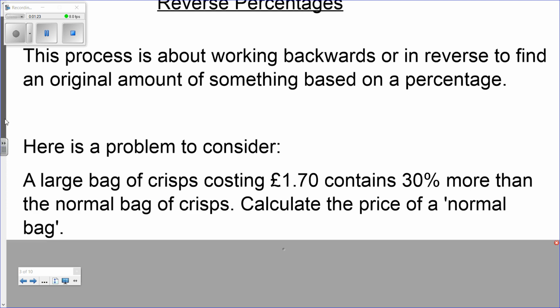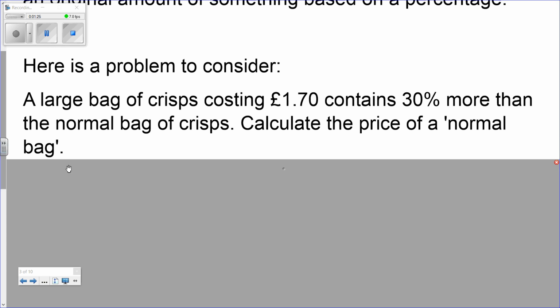Okay, so here is a problem to consider, and you can have a little think about how you would go about solving this. A large bag of crisps costing £1.70 contains 30% more than the normal bag of crisps. So we want to calculate the price of a normal bag. So we know the price of the big bag is £1.70, and that is 30% more than the normal bag.